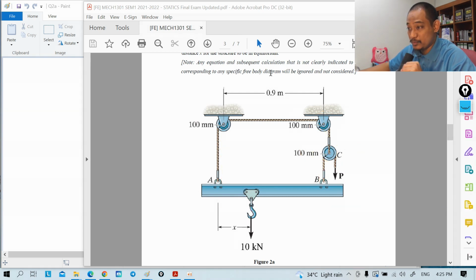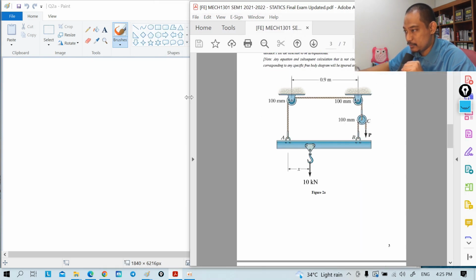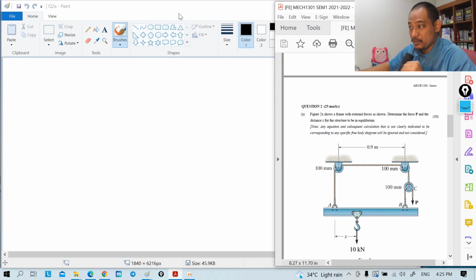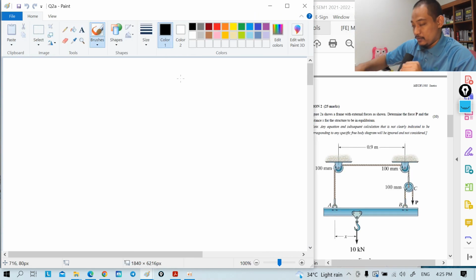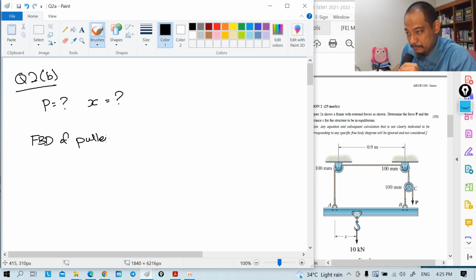Right. So let's do this. All right. So let's take a look at the important information first. This is question 2A. What is needed is P equal to what and X equal to what. That's in the end, right? Now, let's focus on pulley C first, right? So, free body diagram of pulley C.